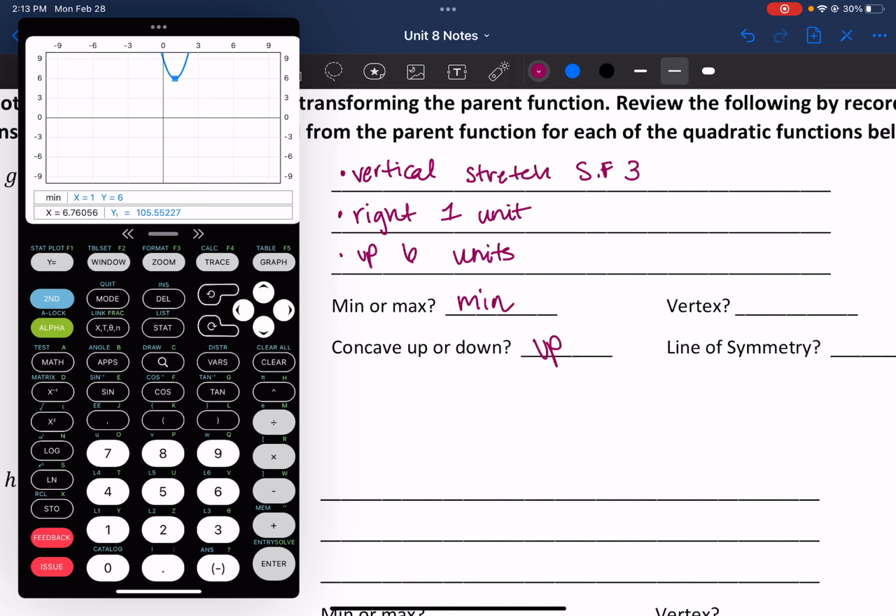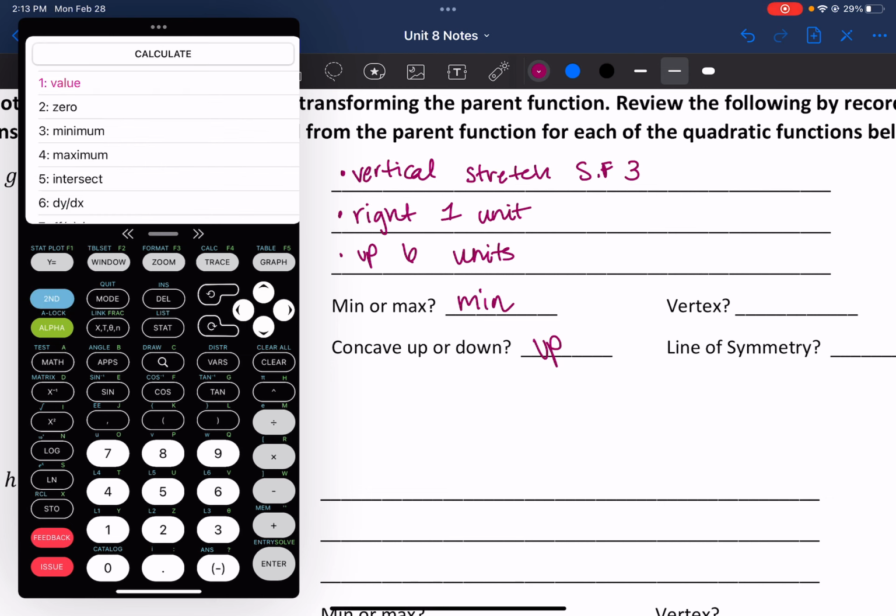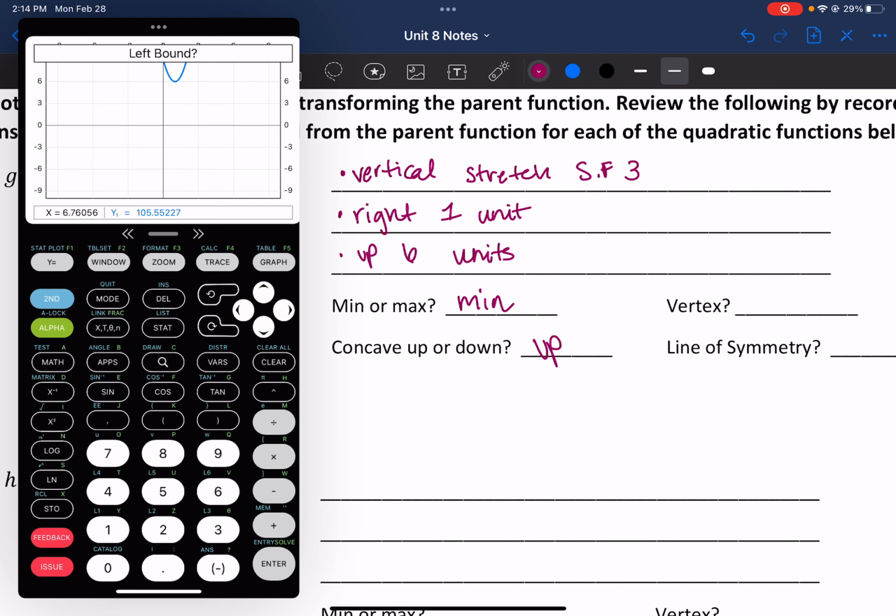Okay, so now we need to find my vertex, and here's how you find your vertex. You hit second, and then you hit trace. Now, here's what you have to determine: is it a minimum or a maximum? Because that's how you figure it out. In this case, mine is a minimum, so I'm going to hit number 3, then the left bound and right bound.